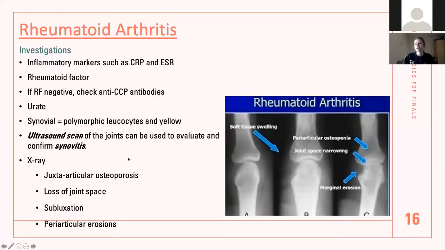So X-ray changes, you'd see juxta-articular osteoporosis, you'd see loss of joint space again. You see subluxation, which is a partial dislocation of the joint, and you'd also see periarticular erosions. So you can see that a little bit. You can see the bones eroding away a little bit there. I always remember this by JLS and then an extra P. I don't really know, I can never think of something for the P, but JLS helped me.